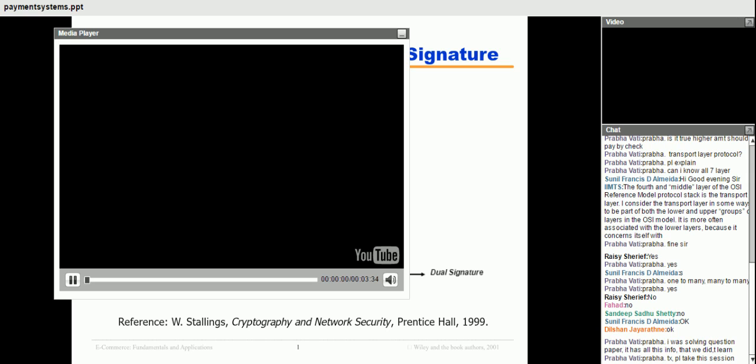By using banks as a trusted source for the validation of a consumer's identity.